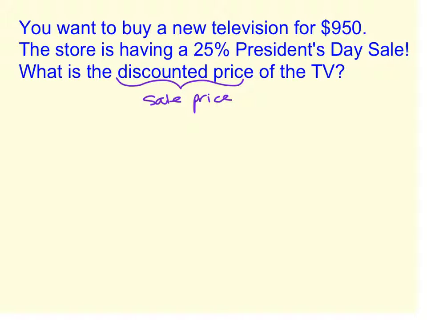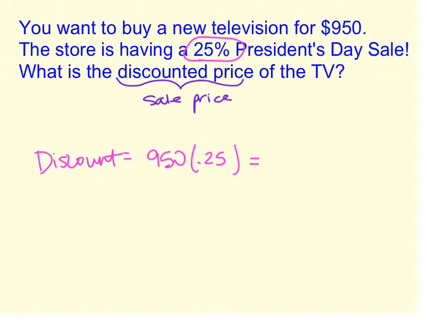All right, so anytime you want to find the sale price, we have to start by figuring out what the discount is. Now when you find the discount, it's just a multiplication. You take the full price of the item, $950, and you multiply it by the percent, but the percent as a decimal. So it's going to be 0.25. Then you grab your calculator and type that in, and we get $237.50. So if you notice, I put dollars on my answer because that's the appropriate unit for a discount.